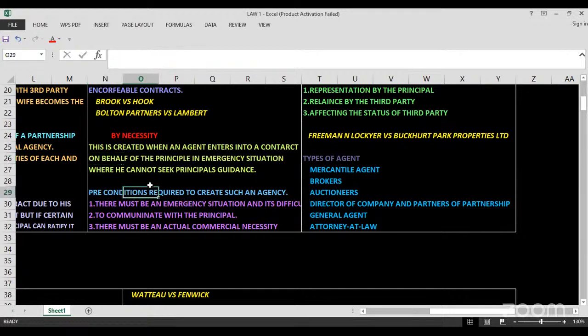Okay. Where he cannot seek the principal's guidance, this type of agency is created. Now let's say the agent is going to make a contract in an emergency situation, which means he is right at the moment in an emergency situation where he can't contact the principal and ask him what to do.